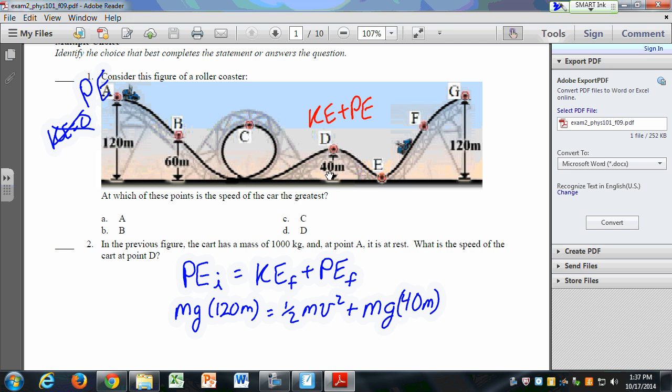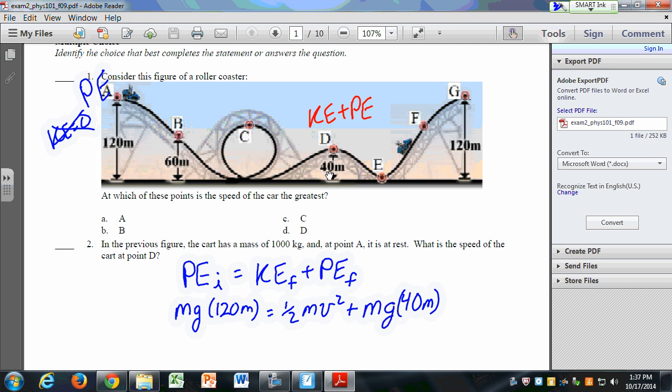Where would the kinetic energy go to 0? I know that it's 0 here at point A, I've already said that, but where else might it be 0? Right at G. So this cart goes down, and it zooms through here, but when it comes back up to the same height where it was previously, all of the energy goes back into potential energy, and there's no kinetic energy. So this first question, actually, where is the speed of the car the greatest?